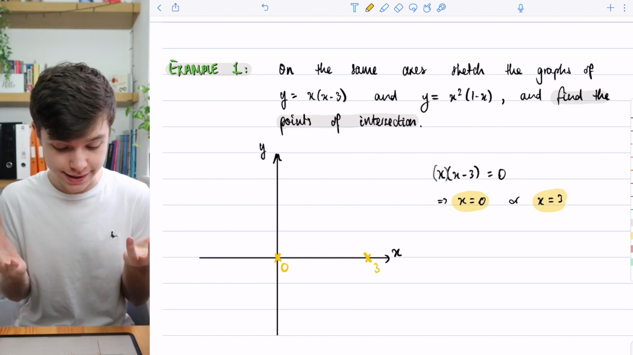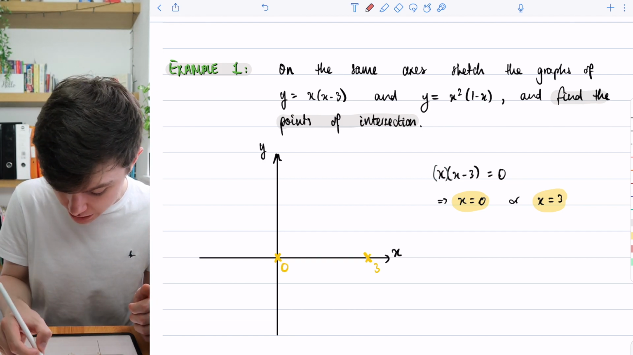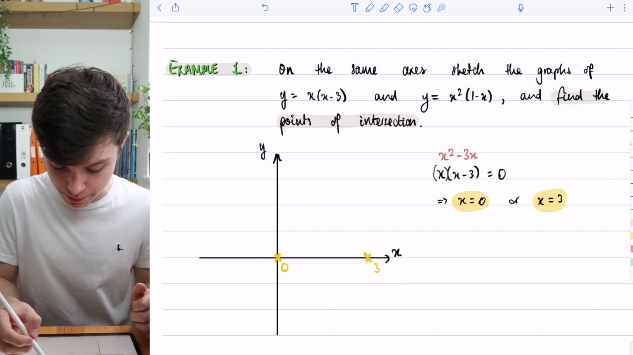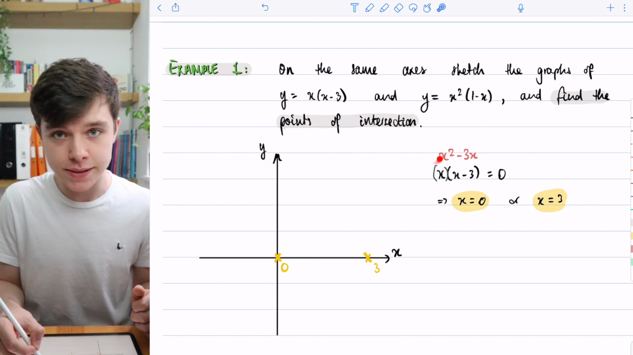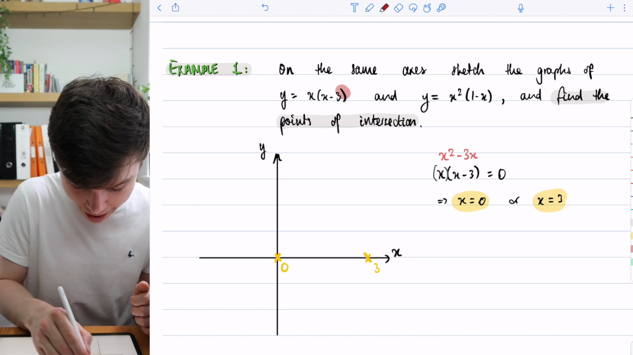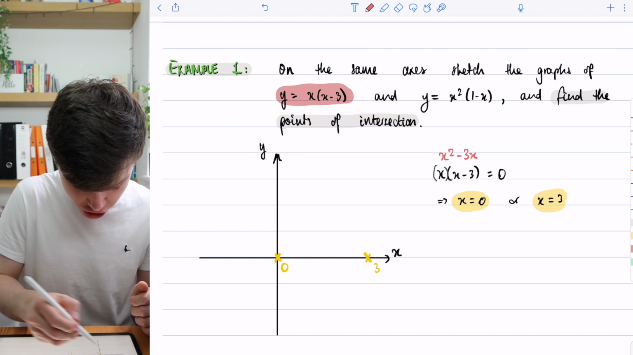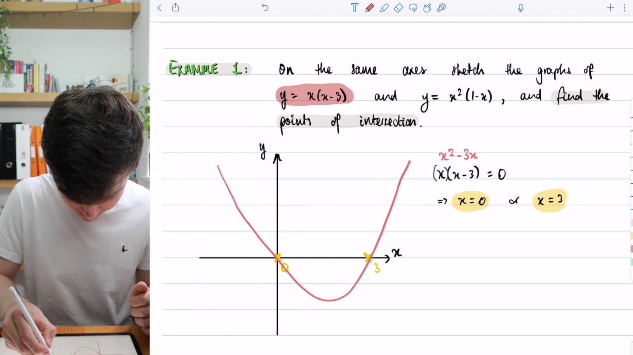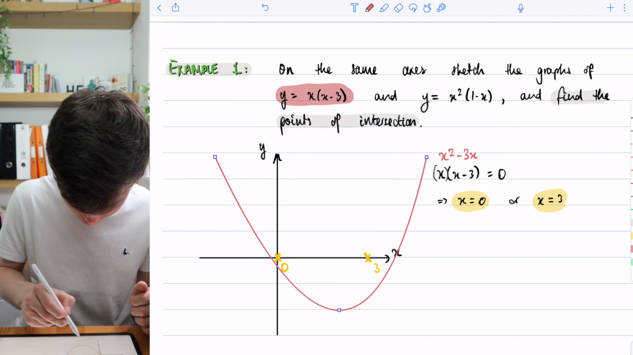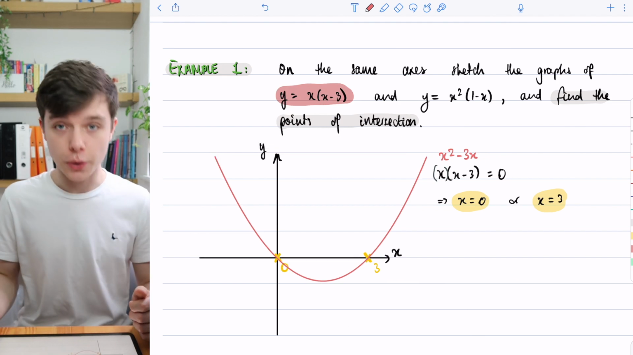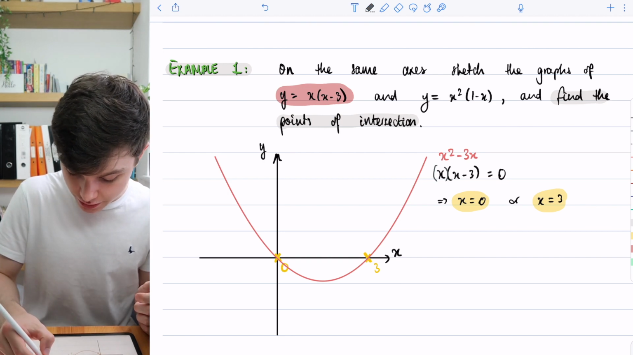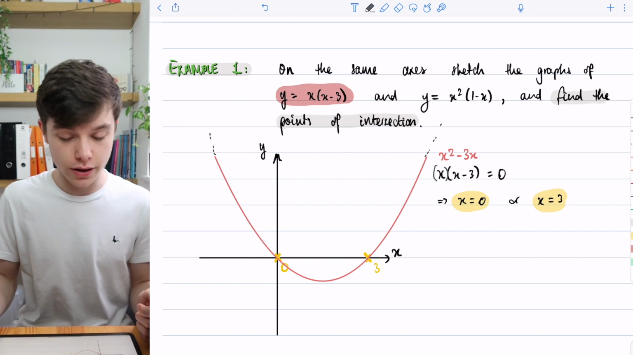Now we need to think, what actually is the graph? If we were to expand, we'd have x squared minus 3x. So it's a positive quadratic because we're looking at the quadratic term. It's positive, so it's a positive quadratic. So the graph, which I'll draw in red, is a nice graph that, let's make sure it goes nice and smooth, looks like that, okay? That is the quadratic. It crosses through at 0, crosses through at 3, and then it continues all the way up there.